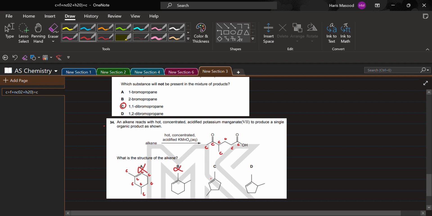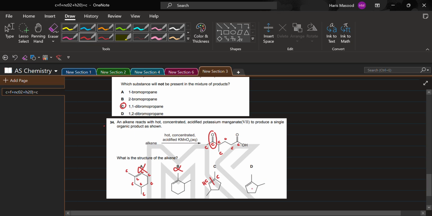If I break C, what do I get on both sides? This carbon will have no hydrogens. This carbon has one hydrogen, right? So it will form a ketone. Okay, and I can see that in our final product.